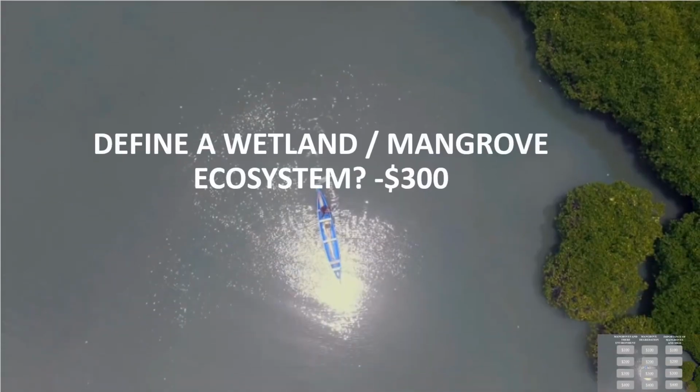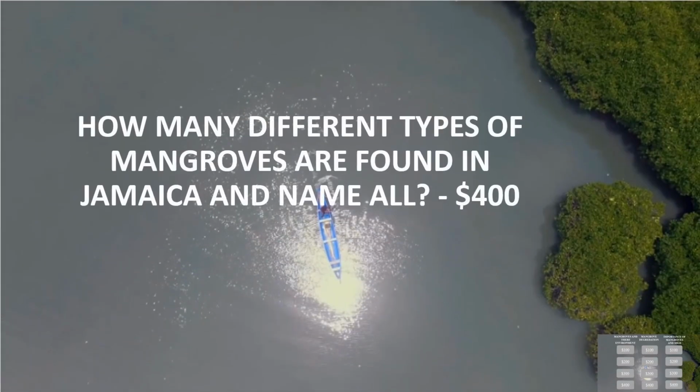Define a wetland or mangrove ecosystem. The answer is a wetland is a distinct ecosystem that is flooded by water either permanently or seasonally, where oxygen-free processes prevail. How many different types of mangroves are found in Jamaica, and name them all? Four different types of mangroves are found in Jamaica. They are the red, black, white, and button mangrove.